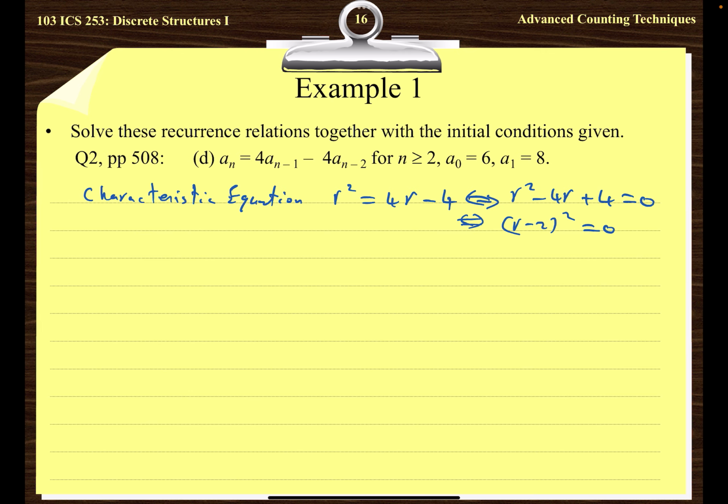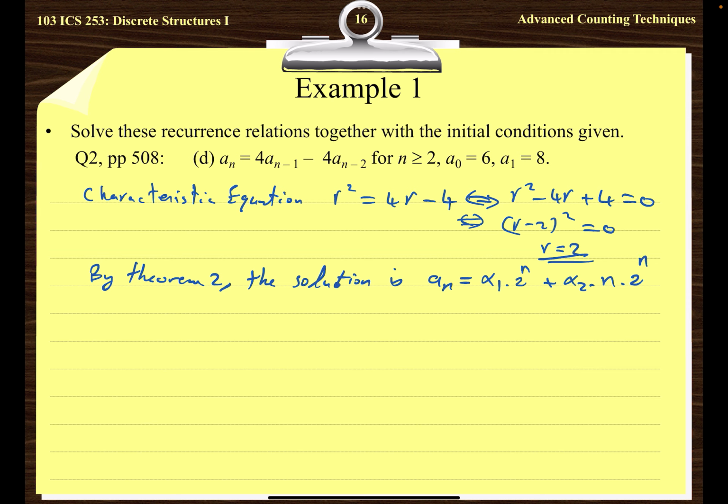So we apply theorem 2. By theorem 2, the solution is an equals alpha 1 times 2 to the power n plus alpha 2 times n times 2 to the power n, since we said r is equal to 2. That's the solution.